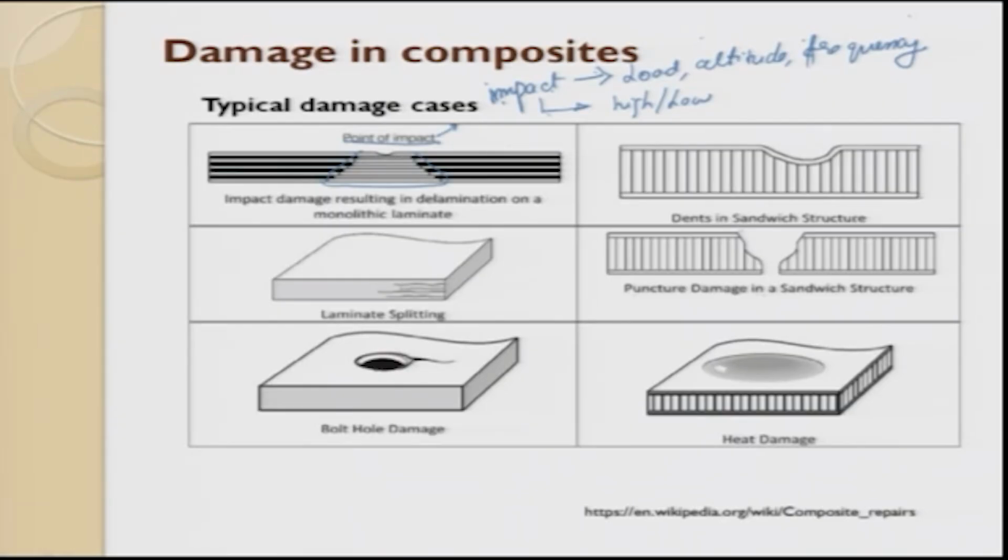While drilling a hole, a crack can occur and keep growing. Generally, when a hole is drilled, there is a possibility the cracks will go in the lateral direction. So, this is bolt hole damage, and the other one is heat damage. This is because heat applied to a sandwich structure heats the polymer resin and it forms damage. So, these are the different types of damage which are common in composites.